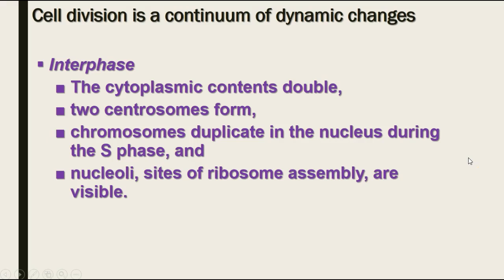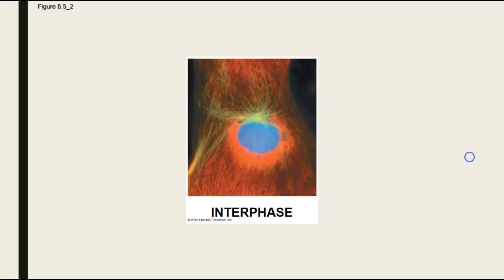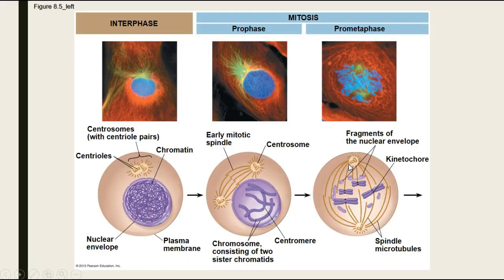So in interphase, once again, the contents of the cytoplasm have doubled. It forms two centrosomes, two microtubule organizing centers. The chromosomes get duplicated during the S phase, of course, and the nucleolus and other structures like that are visible inside the cell. This is a cell in interphase. You can see the microtubule organizing center there, and you can't really see any other details inside the cell at that time.